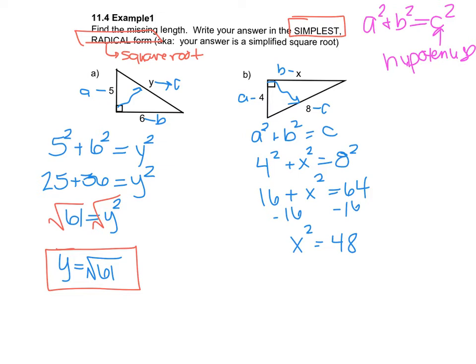Again, to undo the squared, I square root each side. I then know that I don't need to account for the negative version of the square root of 48 because I'm looking at side lengths, so I need that to be positive. So x equals the square root of 48.